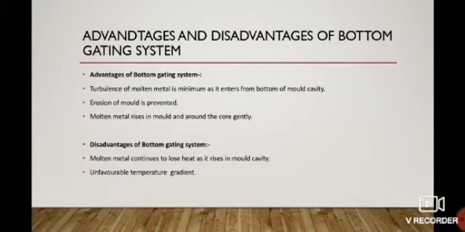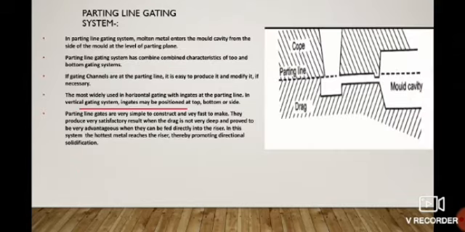Disadvantages of bottom gating system: the first one is that molten metal continues to lose heat as it rises in the mold cavity. The last one is an unfavorable temperature gradient.